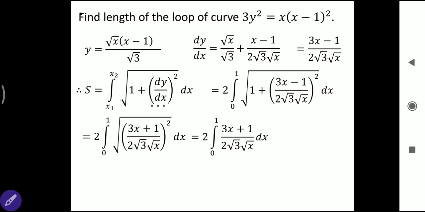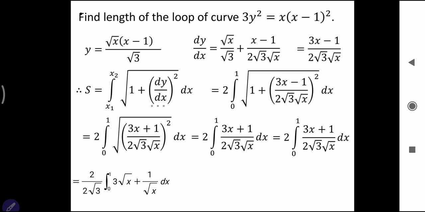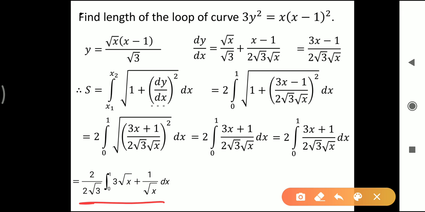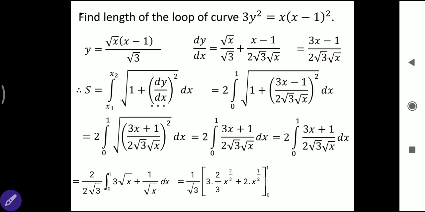Fine. Now simply if you separate it and integrate, you are going to get, I'm taking 1 upon 2 root 3 outside the integration, and then I'm separating the terms over here, and then you integrate. So the integration of root x will be x raised to 3 by 2 upon 3 by 2. It should be 3 by 2 over there, plus 2 into x raised to half, and then we are going to put the limits 0 and 1. When you put the limits 0 and 1, you are going to get 1 upon root 3. When you put 1, it will be 4, and when you put 0, it will be 0. So your final answer will be 4 upon root 3.